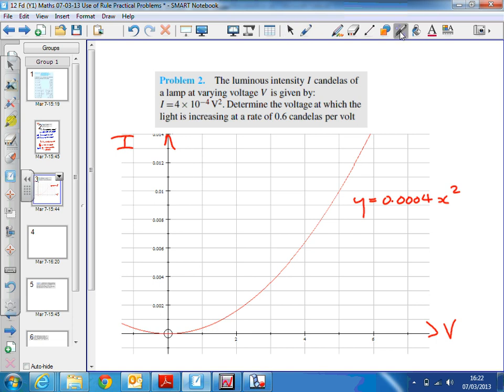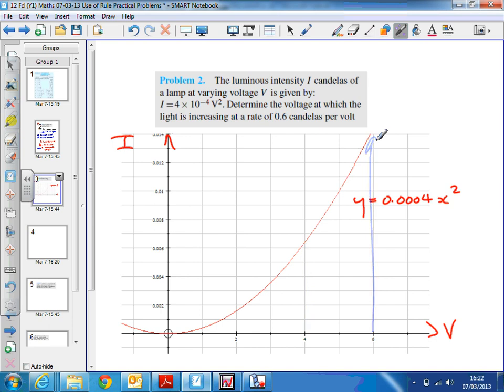So what that's saying is that for different voltages, we get different intensities. And it's not a linear function. As I increase the voltage, the intensity is going up as the square of the voltage.